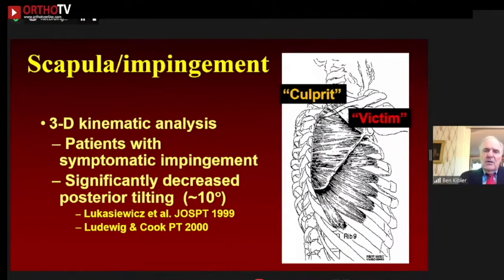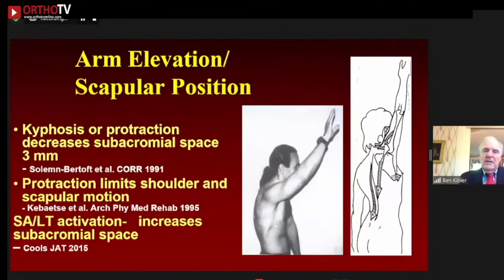So in impingement, there have been lots and lots of studies that show that patients with symptomatic impingement have decreased ability to posterior tilt, so that we can play what we call culprits and victims. The victim is the anterior shoulder. The culprit, however, is the anterior tilt and the loss of retraction. Similarly, many studies show that protraction decreases the subacromial space, and that if you activate the serratus anterior or the lower trapezius, it increases the subacromial space, getting rid of the impingement.